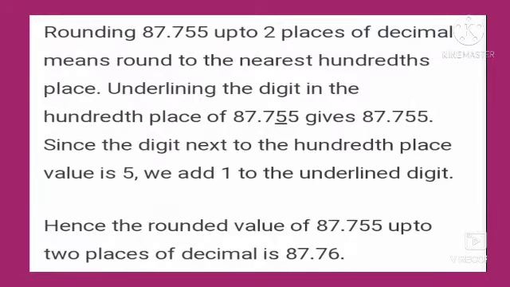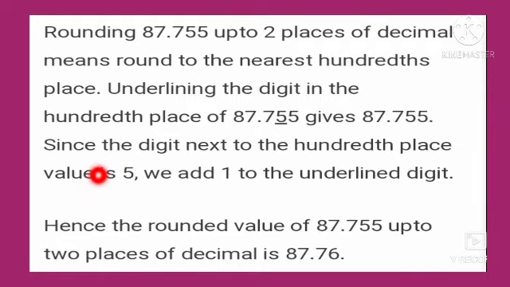87.755. Here, we need to round to the nearest 100th place. Which digit is in the 100th place? Yes, it is 5. So underline the digit 5. Children, rounding 87.755 up to 2 places of decimal means round to the nearest 100th place. As our first step, underline the digit in the 100th place of 87.755. So underline the digit 5.